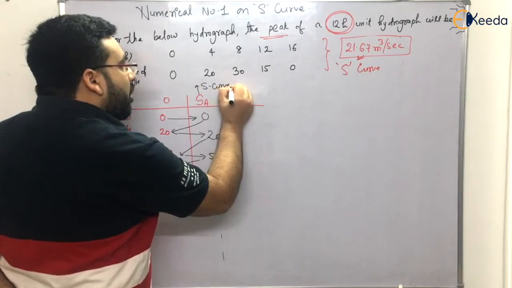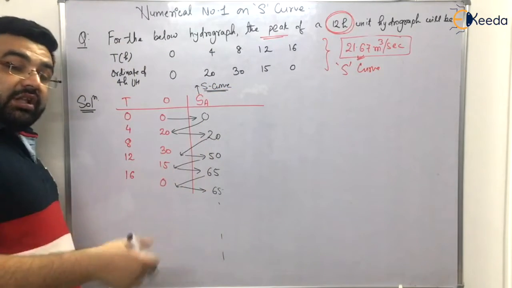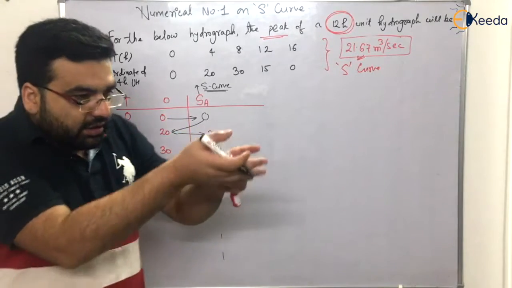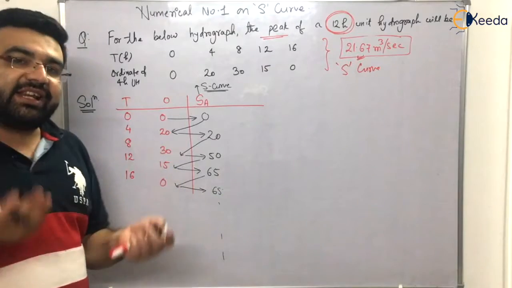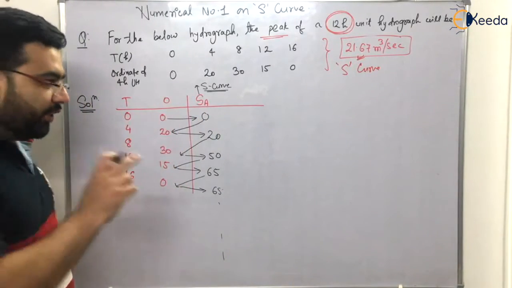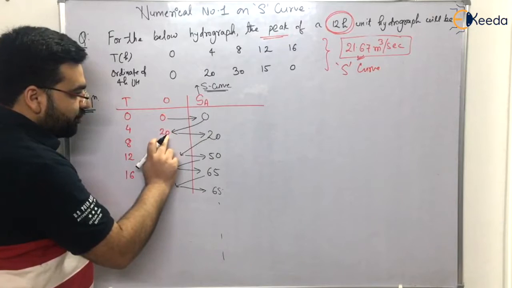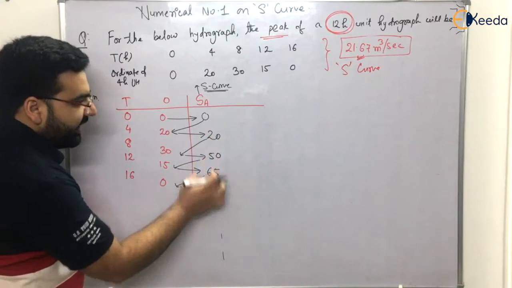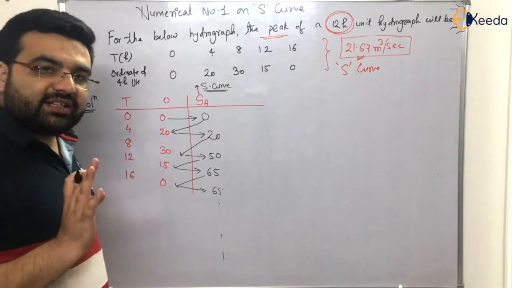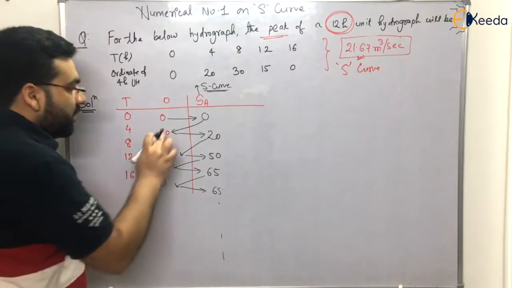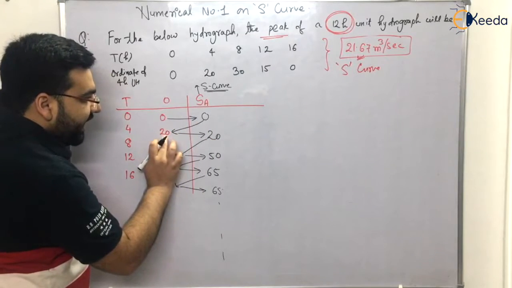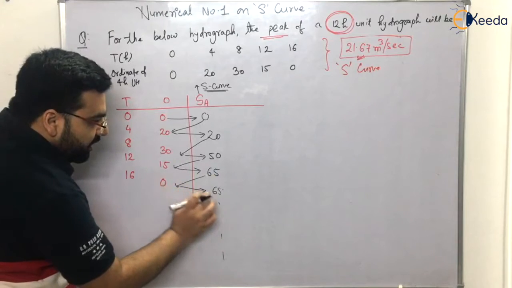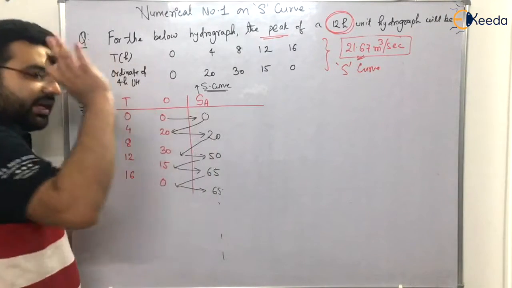This you could also do by a lengthy calculation, lagging by 0, 20, 30 and doing the same thing, and you will get the same answer. But this is a short technique which I have already told you: 0 plus 20, 20 plus 30 is 50, 50 plus 15 is 65, 65 plus 0 is 65, 0 plus 0 is 0, and so on.